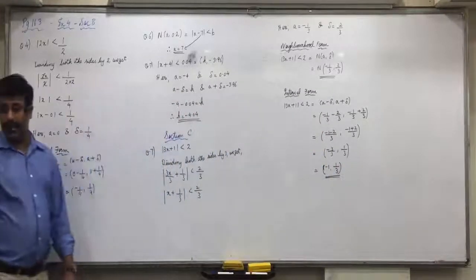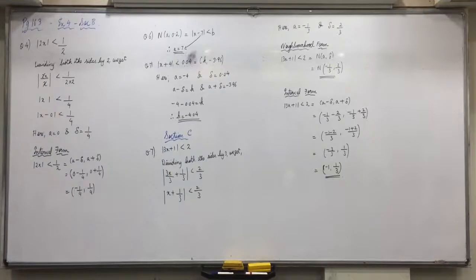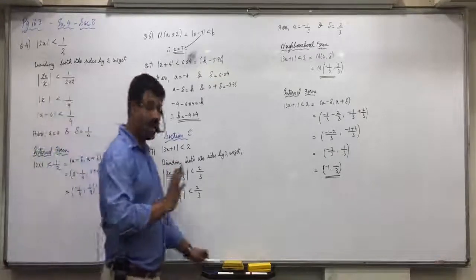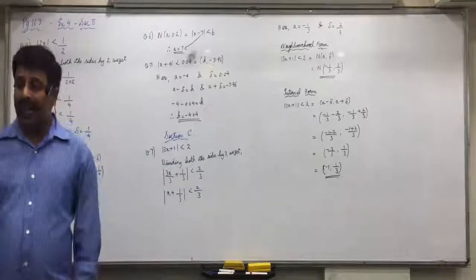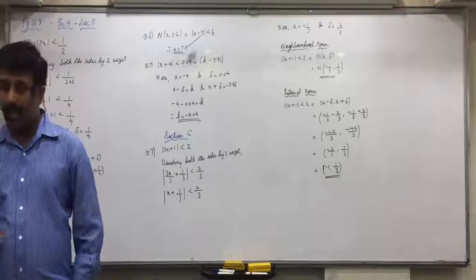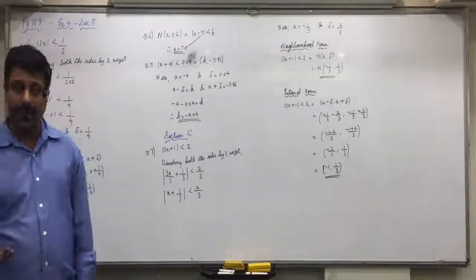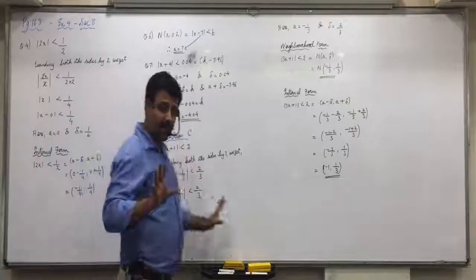Did everyone understand this? Question 8 is also your homework. You must be able to find the neighborhood and interval form in that. So everyone is clear with this portion of how to find the modulus and interval form? Any doubts in that? Concept of limit I'll explain today, and questions will start tomorrow. Okay, modulus interval form is over.